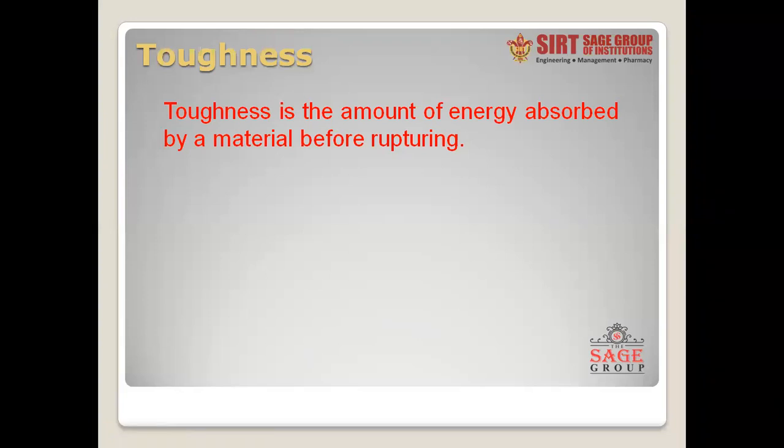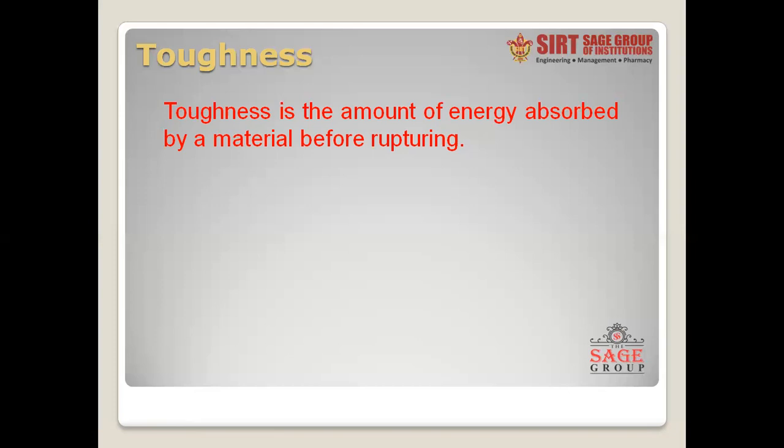It is the ability of a material to absorb energy when it is impact loaded. Impact loaded means the loading is sudden or perpendicular in direction. So toughness is more or less the ability of a material to absorb energy.